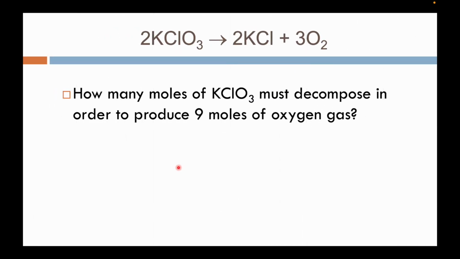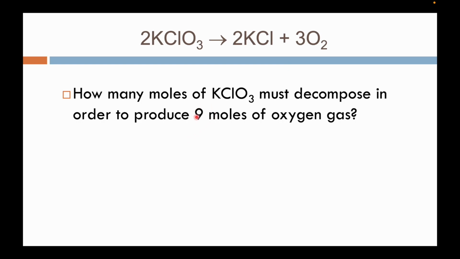Here we go with the first stoichiometry problem. How many moles of potassium chlorate must decompose in order to produce 9 moles of oxygen gas? This is a decomposition reaction. This potassium chlorate is going to turn into potassium chloride and oxygen gas.